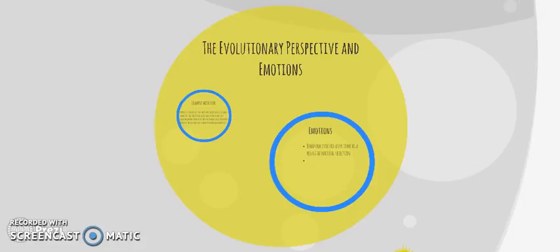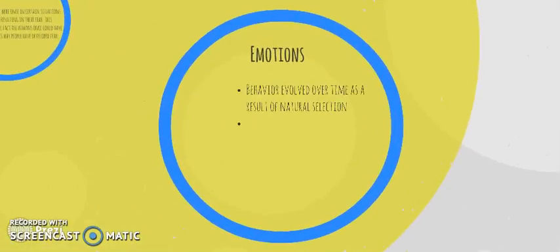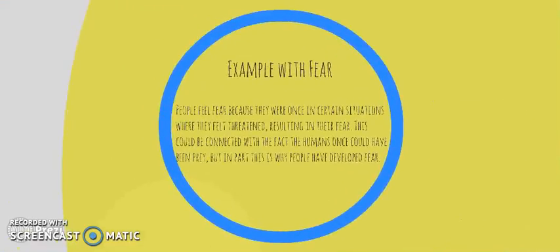Evolutionary perspective and emotions. Emotions. Behavior evolved over time as the result of natural selection. An example of this is with fear. People fear because they were once in certain situations where they felt threatened, resulting in their fear. This could be connected with the fact that humans once could have been prey, but in part this is why people developed fear.